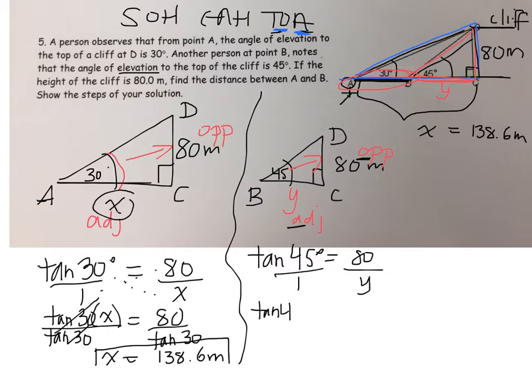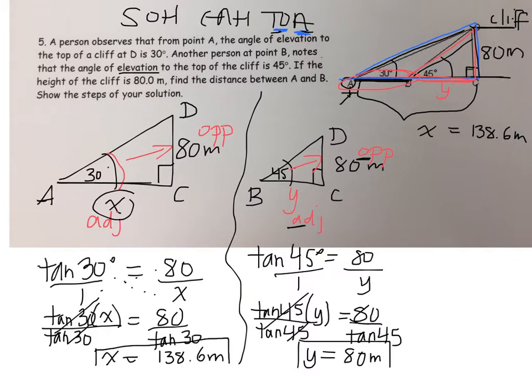Same thing, cross multiply. What do I need to do to both sides, Nathan? Divide by tan 45. Good. Divide this side by tan 45, and y is equal to, what did you get for this one? 80 meters. Okay, so the whole thing is 138.6 meters, and this little part here is 80 meters.